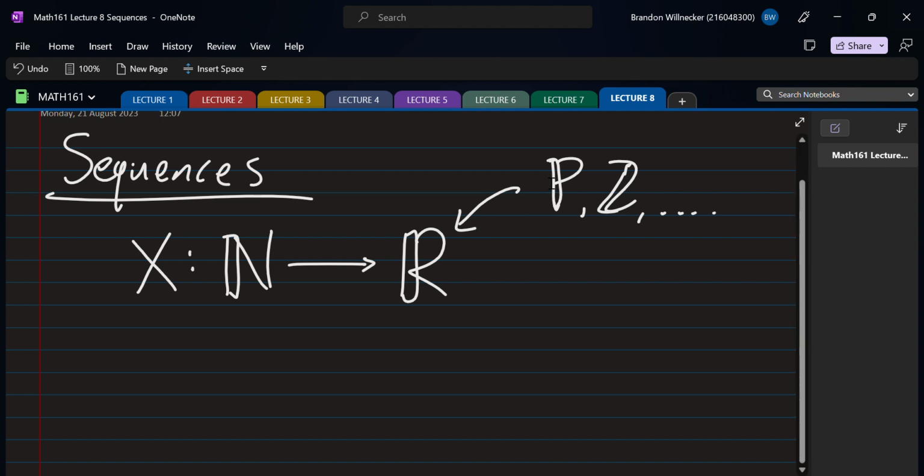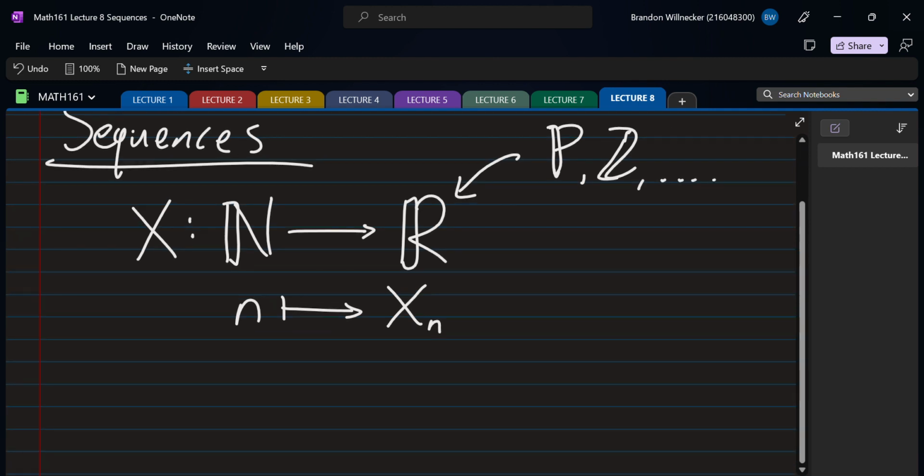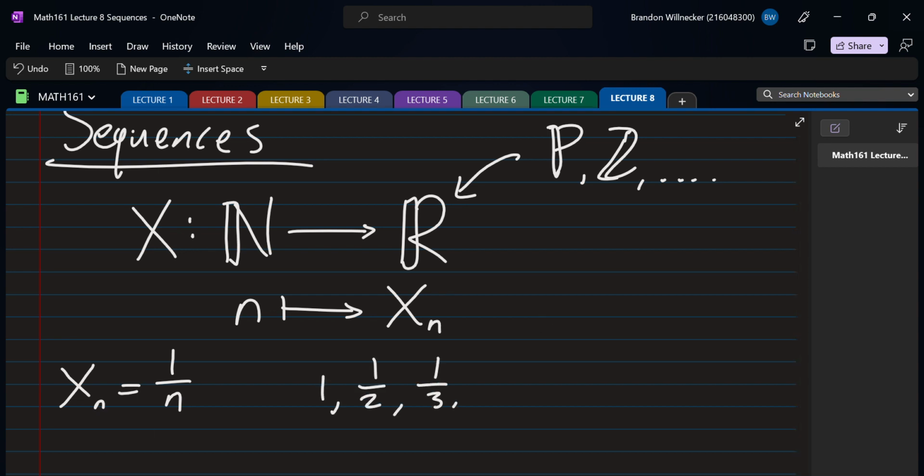So what this does is it takes a natural number n and maps it to some real number that we call x sub n. Typically we write these sequences as an infinite list of the particular values. For example, we can have the sequence x_n equal to 1 over n, so that's the functional form, but typically we would write it as 1, 1/2, 1/3, dot, dot, dot. So it's an infinite list of terms. This is what we call a sequence.